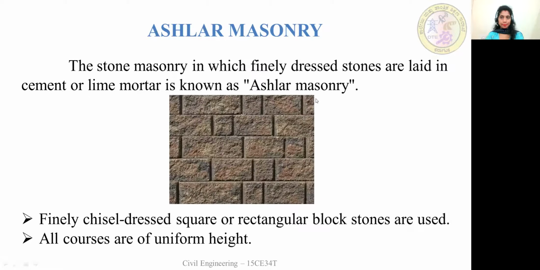Next topic is ashlar masonry. The stone masonry in which finely dressed stones are laid in cement or lime mortar is known as ashlar masonry. See in this picture, it is clear the stones are well dressed. Correct? So, what are the points we are going to see in ashlar masonry? Important points. See, this is a costlier, high grade, and superior quality of masonry. In this type of masonry, stone blocks of the same heights are used.